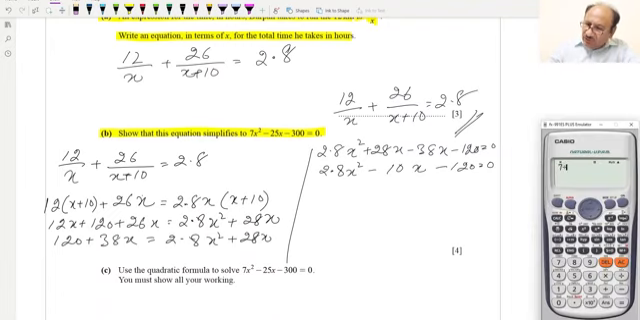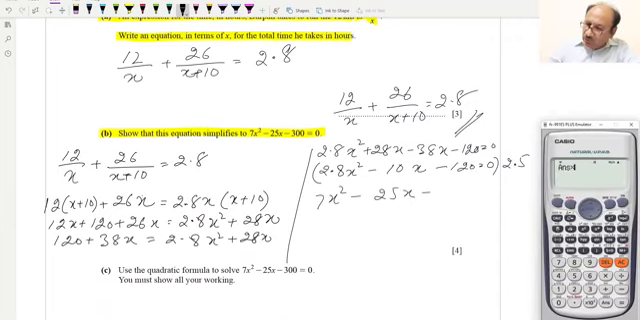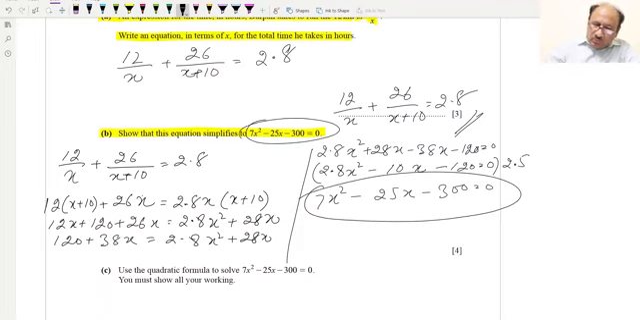So, 7 divided by 2.8 will be equal to 2.5. So if we multiply this whole equation by 2.5, we will get basically 7 as the coefficient of x squared. So we'll write 7x squared minus 10 into 2.5, which will be 25x, and minus 120 into 2.5, which will be 300, equal to 0. If you check, this equation is the same as required.